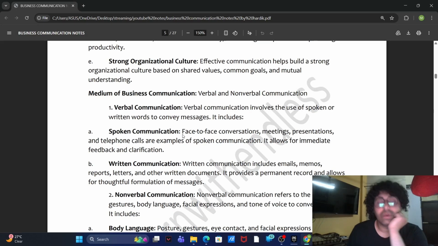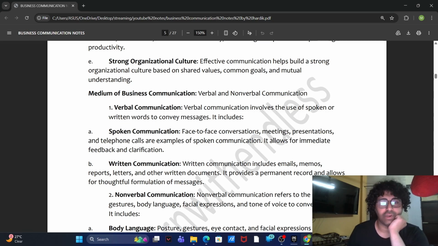New topic: medium of business communication, verbal and non-verbal communication. Let's go through verbal communication first. Verbal communication involves the use of spoken or written words to convey messages. It includes spoken communication and written communication. Spoken communication. Face to face conversations, meetings, presentations, and telephone calls are examples of spoken communication.